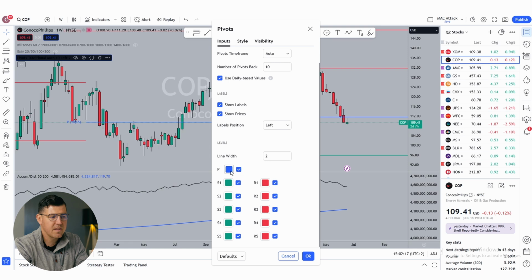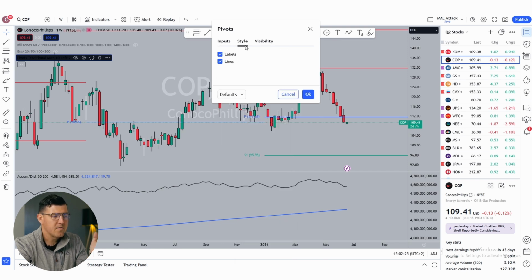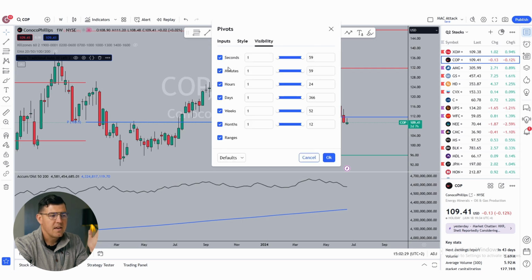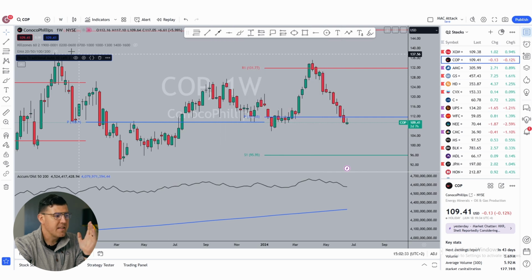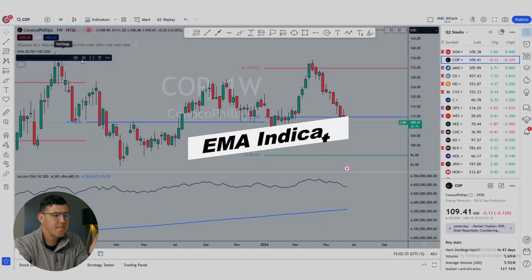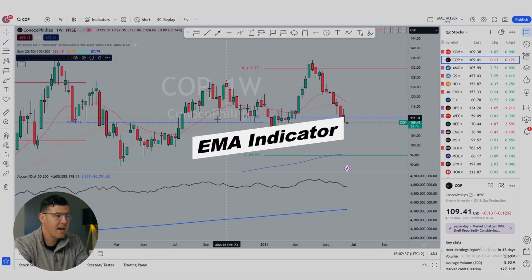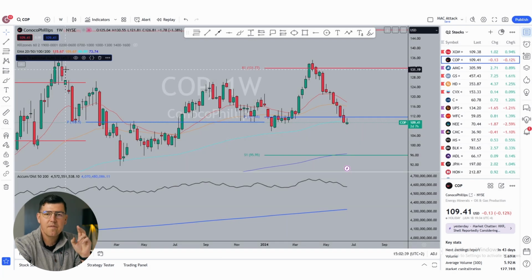I just keep my pivot colors blue. My support pivots, I keep that green, and my resistance pivots, I keep red. In terms of style, nothing changes there. In terms of visibility, it is visible on all time frames. So that is the one. Then the next one is the EMA indicator. The one I'm using is the 20, 50, 100, and 200 period.